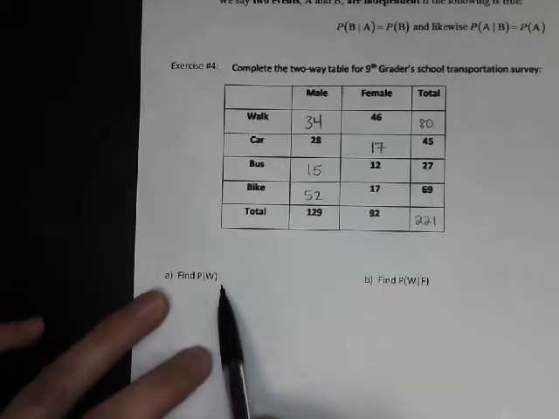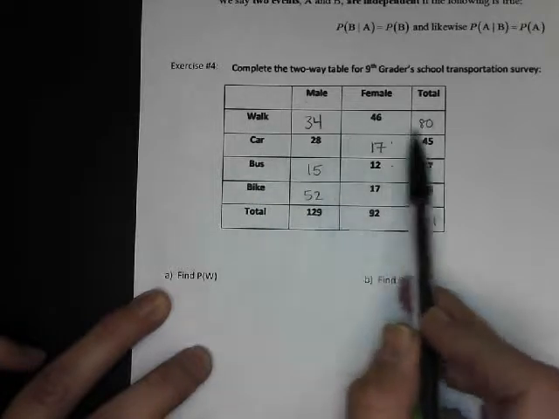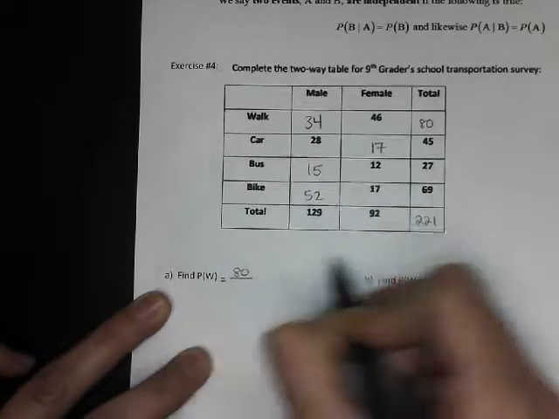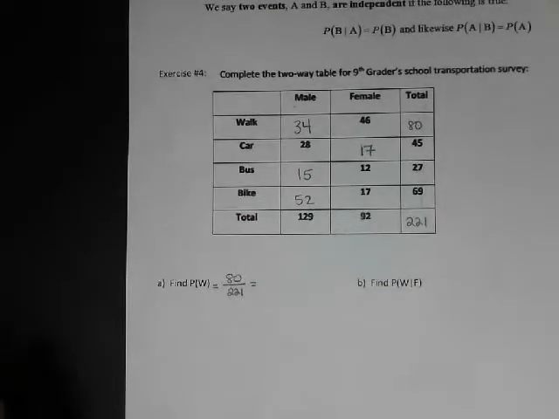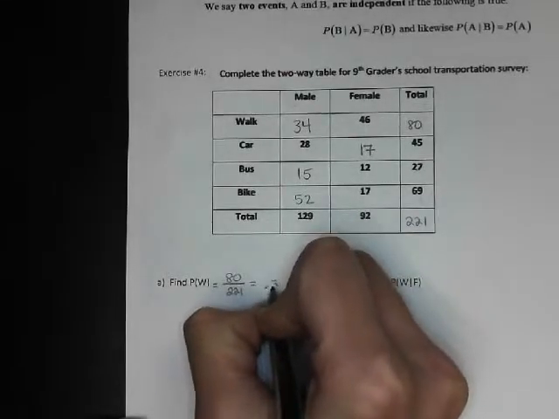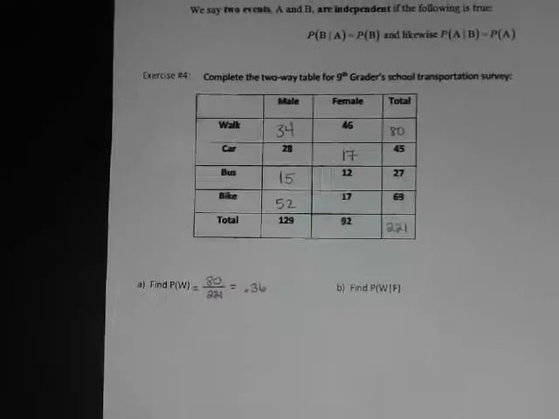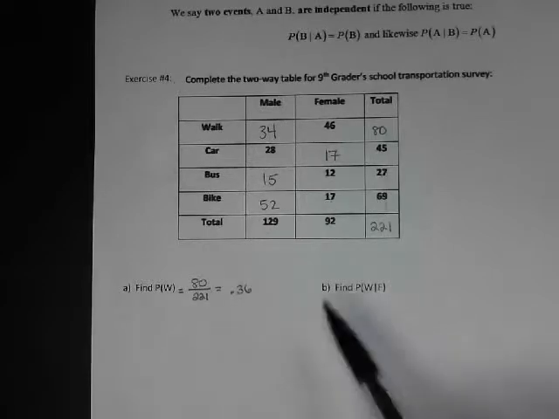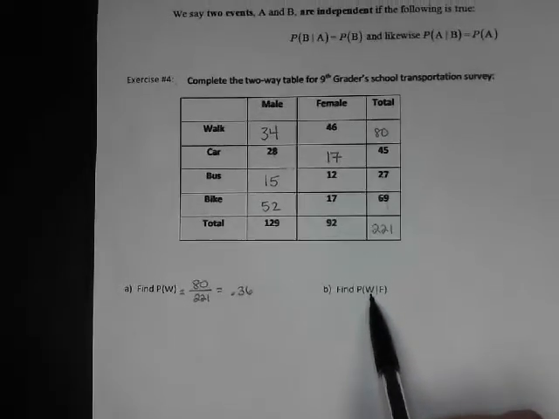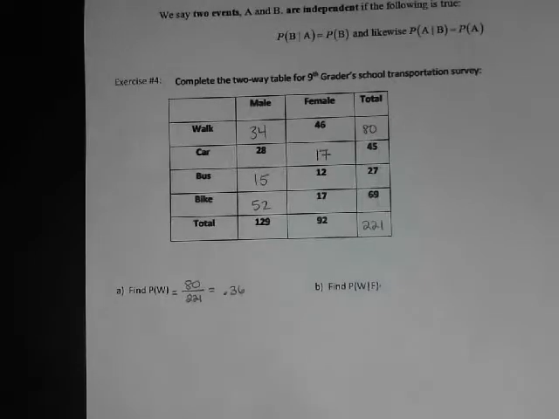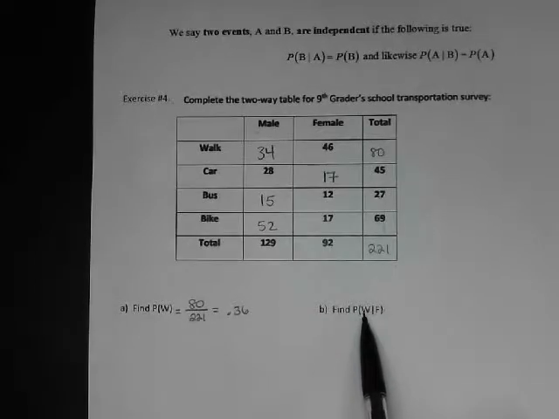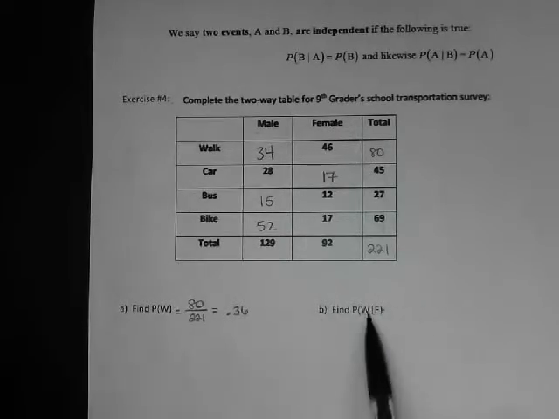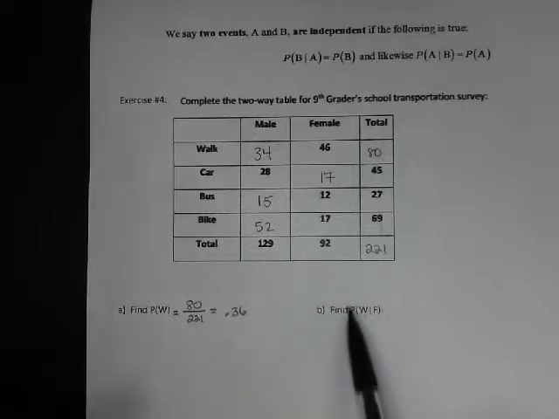So on the probability of W, that's walking, probability that someone walks, there are 80 walkers out of 221 people, which is 0.36. So there's a 36% chance you'd be a walker. Now, what is the chance that you're going to be a walker given that you're a female? So in other words, we're about to find out if being a female made people more or less likely to be a walker. Or maybe it didn't affect it at all.